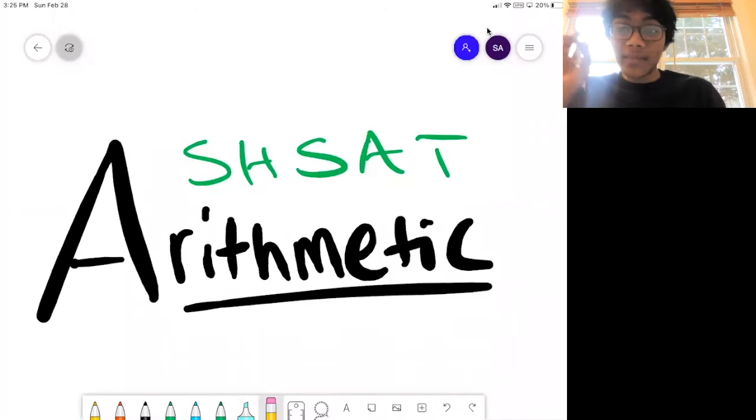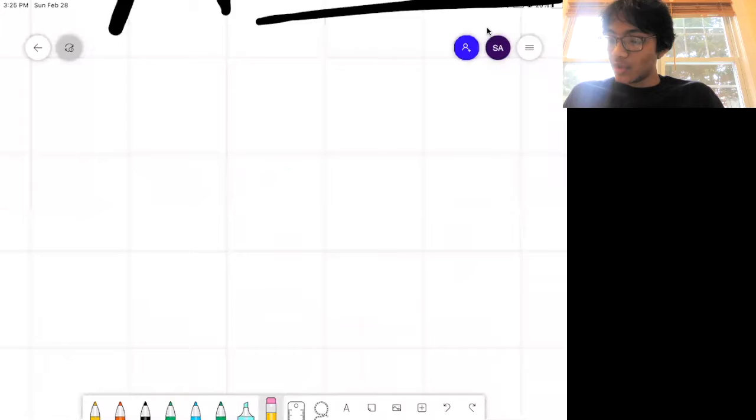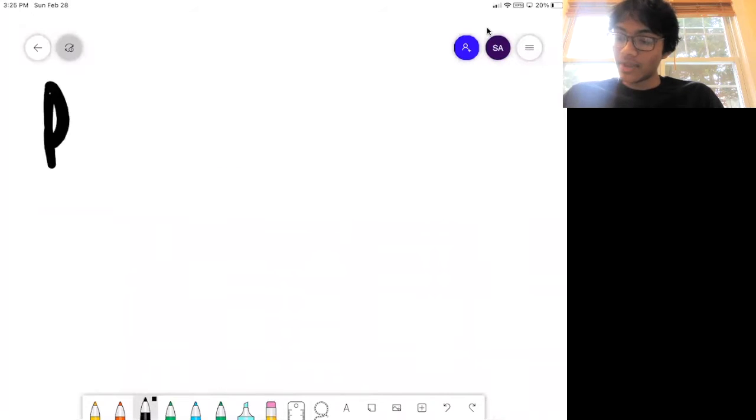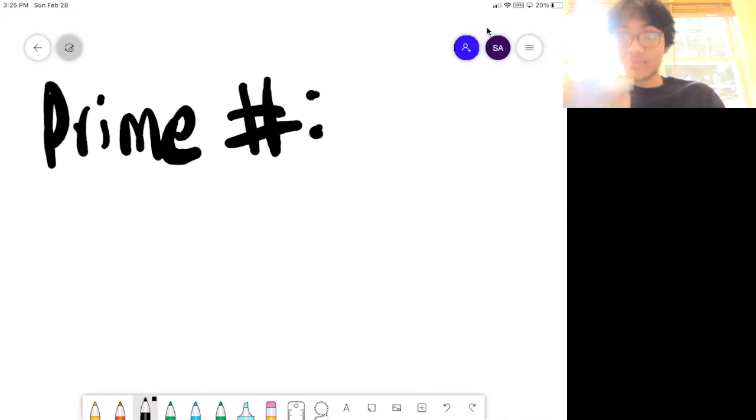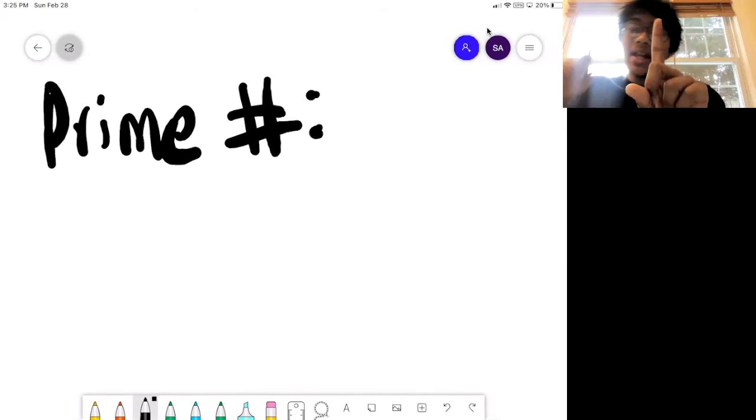Folks, today we're talking about prime numbers in SHSAT arithmetic. Alright, so what are prime numbers? Well, here's the definition that your textbook is going to give you. Prime numbers are any number that have only two divisors, them and 1.